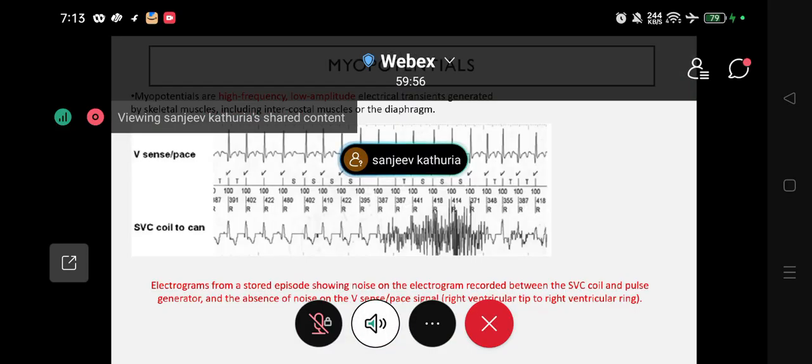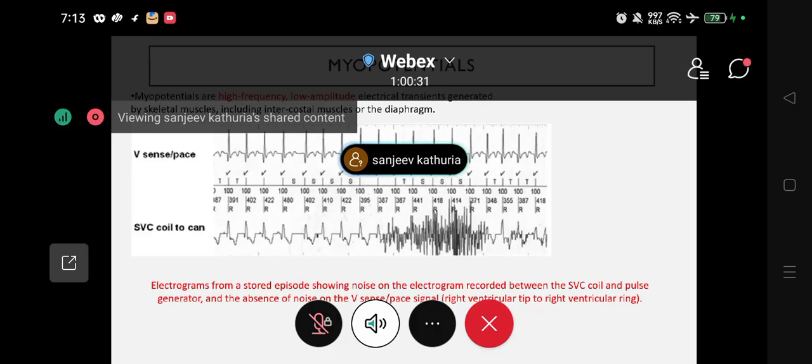EMI. Now, second, myopotentials. Myopotential means these are generated from something like a muscle twitch. If somebody has a neurological problem, he has twitches. So the twitch will reach the far field first because the twitch is near to what? The twitch is near to the device. Can you all see so well? Coil to can. It is showing fibrillation zone. Coil to can. Why have I made it red?